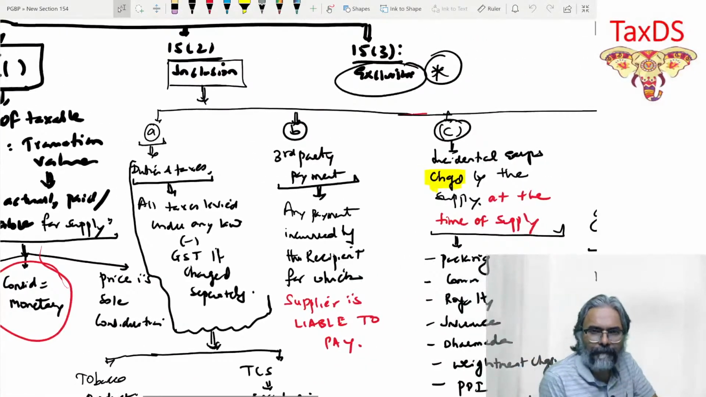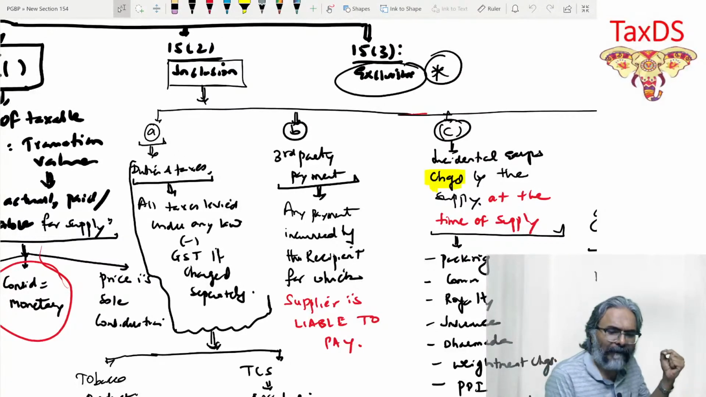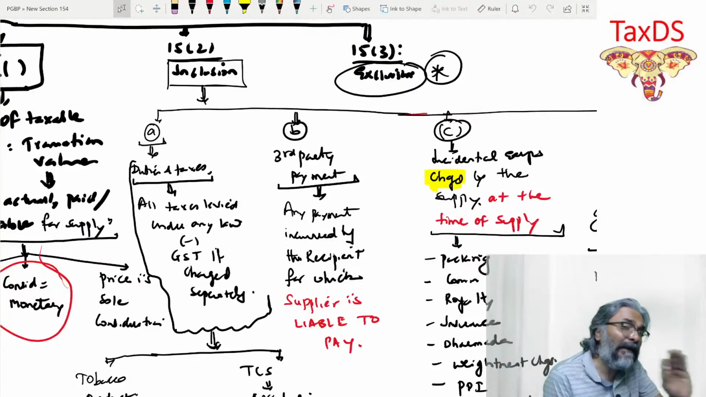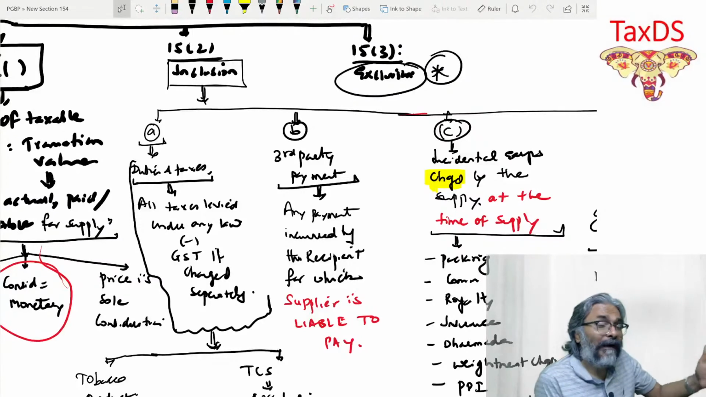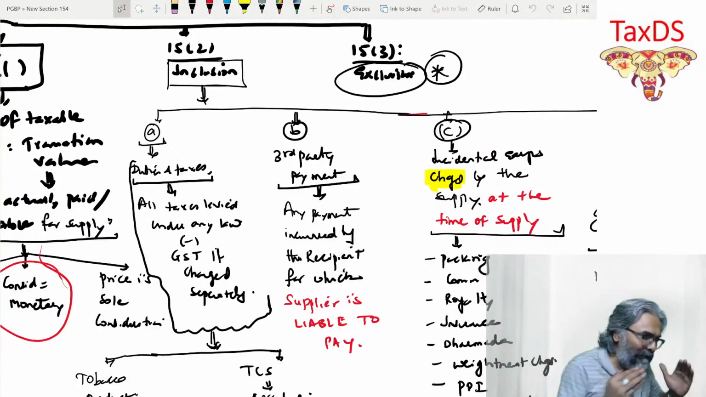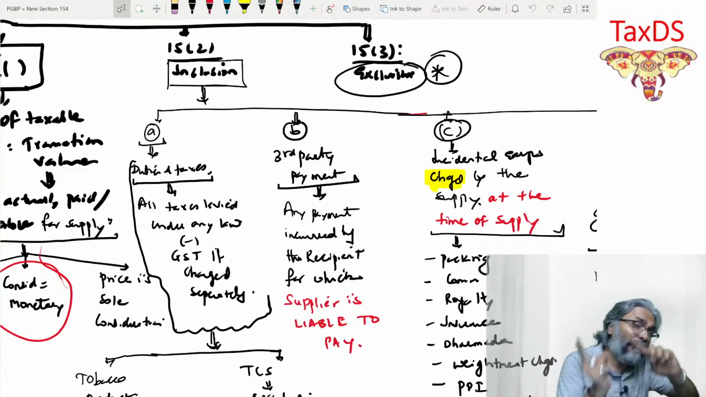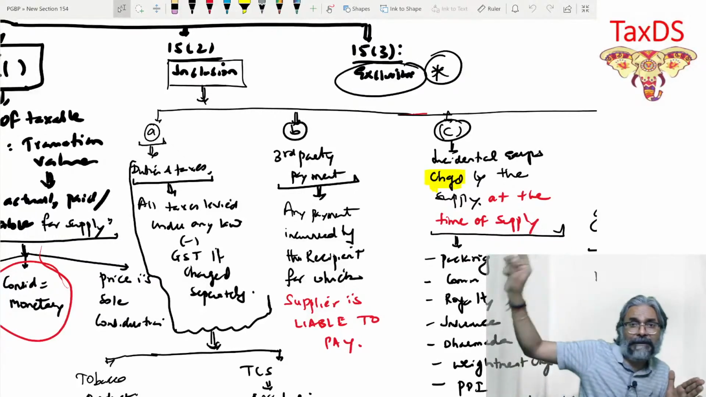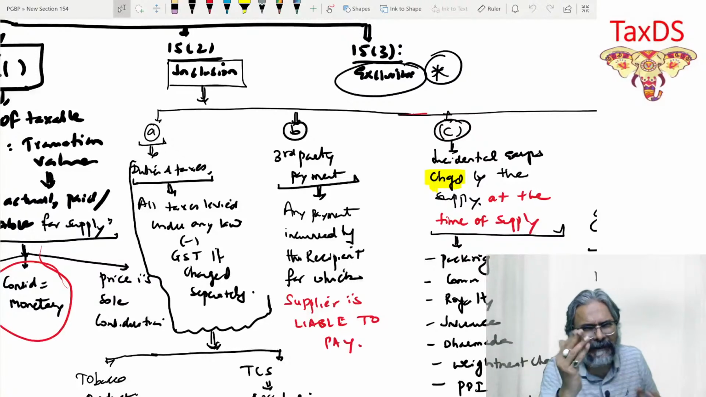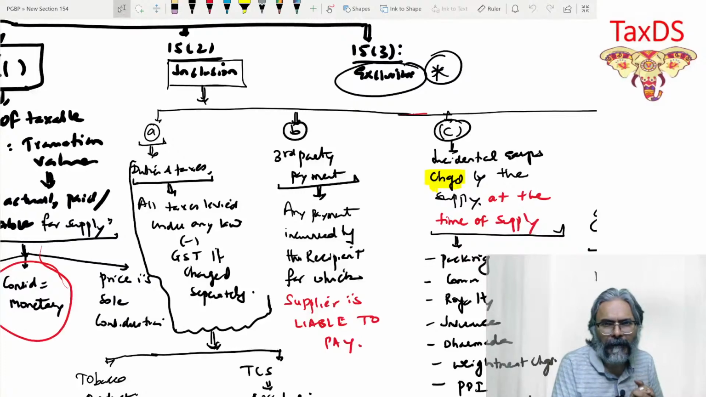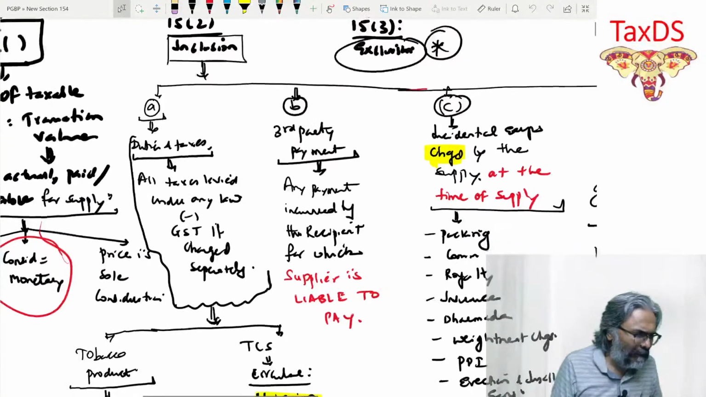A very quick recap. First, inclusion is given to you in 15.2. In 15.2, students, they have told you about duties and taxes which have been levied under any law. So you will find excise duty, you may find property tax, etc. All the duties and taxes which have been levied would be included, except for the GST and the other one, the compensation cess. That will not be included. That is the point that we have considered.